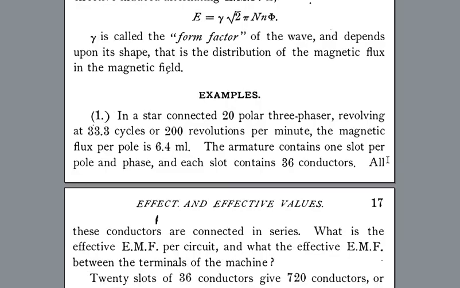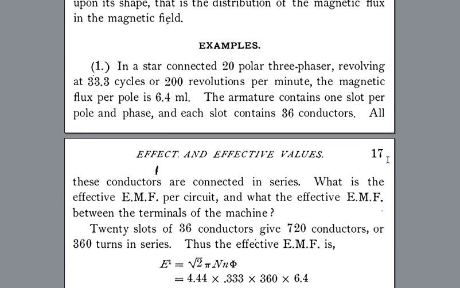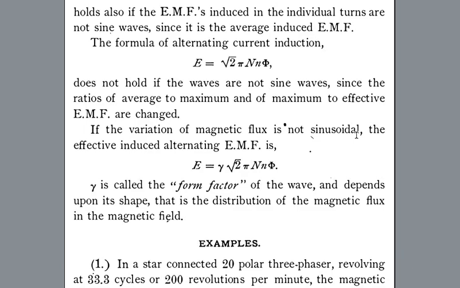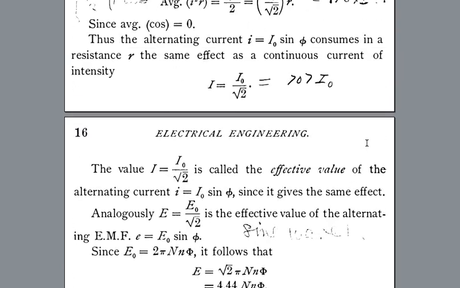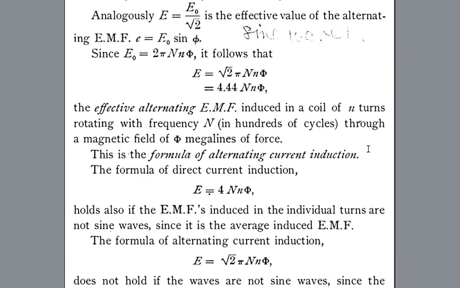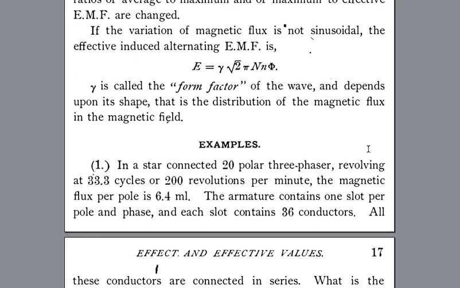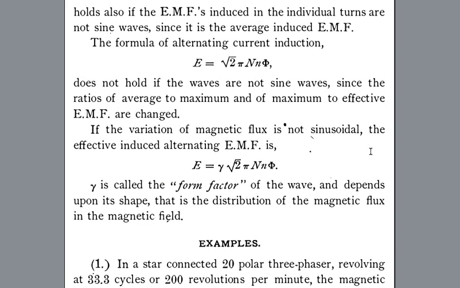Examples. 1. In a star-connected 20-polar three-phaser, revolving at 33.3 cycles or 200 revolutions per minute, the magnetic flux per pole is 6.4 megalines. The armature contains one slot per pole in phase, and each slot contains 36 conductors. All these conductors are connected in series. What is the effective electromotive force per circuit, and what the effective electromotive force between the terminals of the machine?